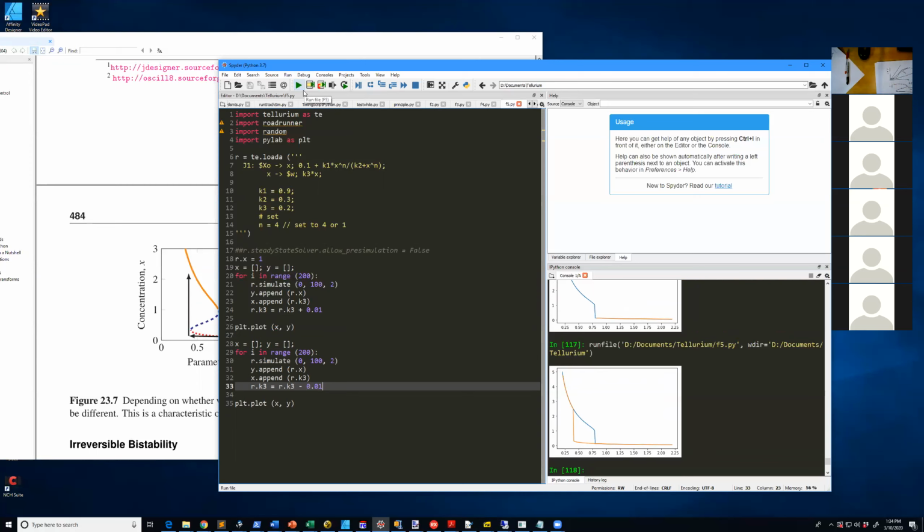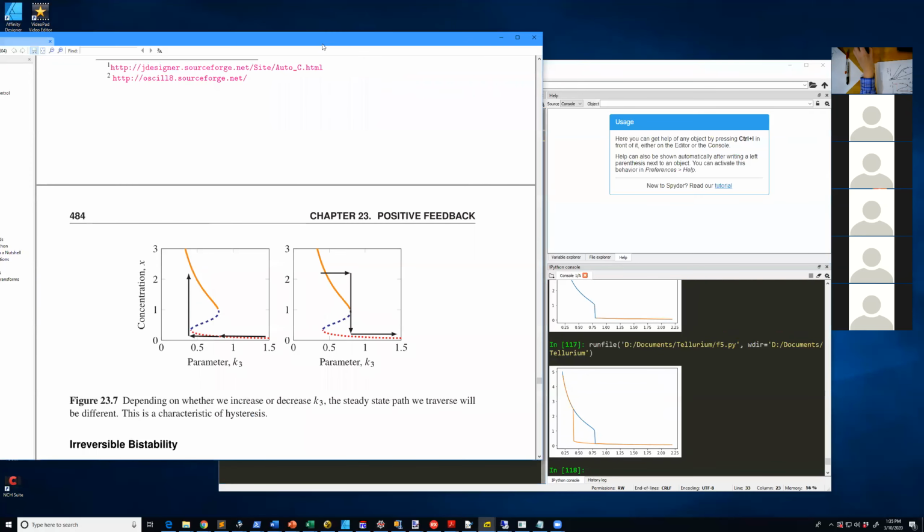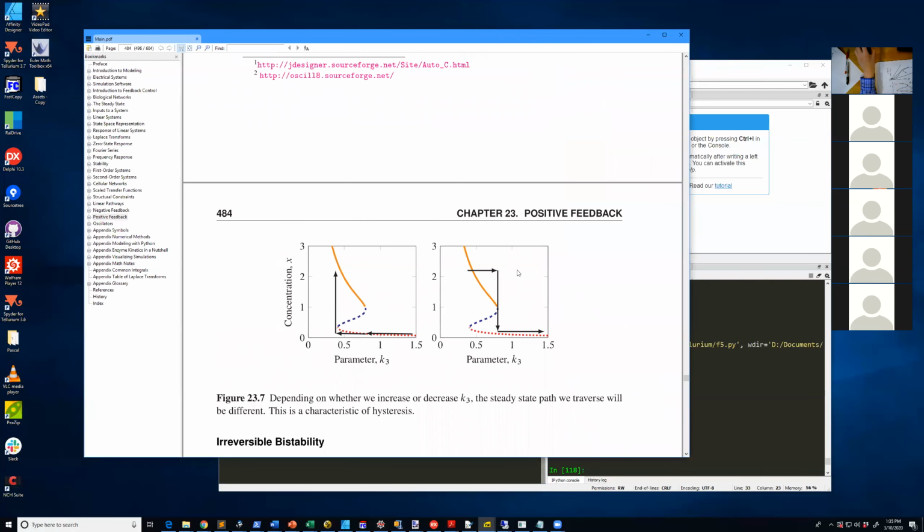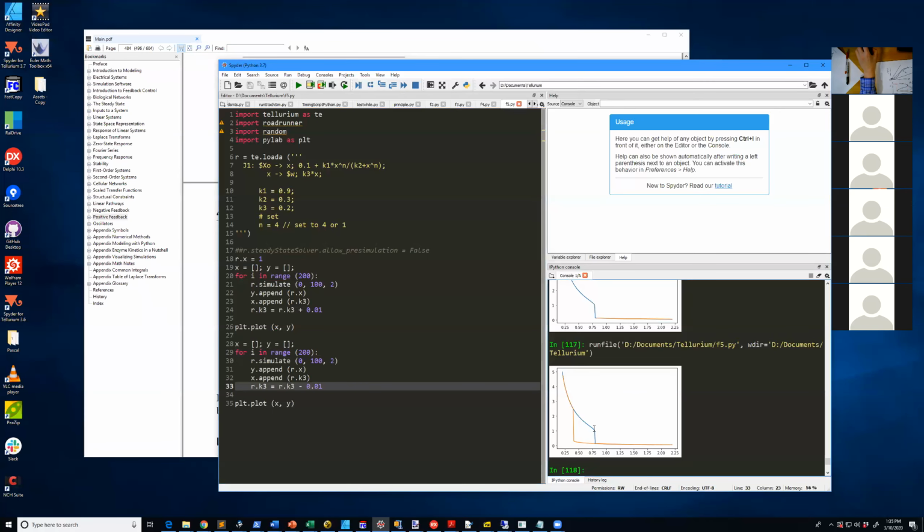Okay, so there you have it now. The other curve is in orange, and you can see K3 is decreasing. We're following the steady state. Once it gets to this point here, it then jumps up and then continues following the steady state up. So this is exactly this diagram, but now done with a simulation.